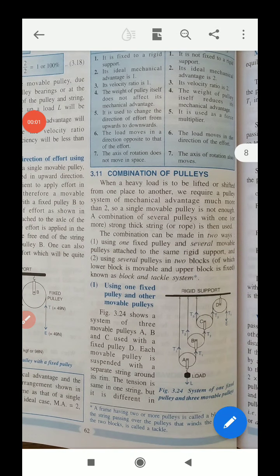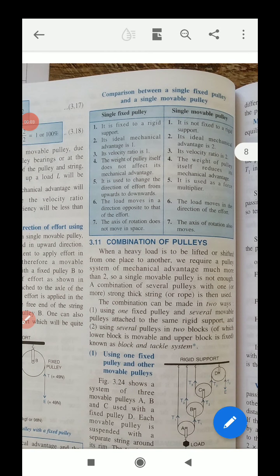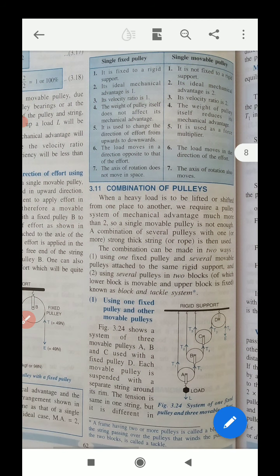Dear students, in the previous lecture I explained the single fixed pulley and single movable pulley. You must watch that lecture, and increase the quality of the video to 480 or 720 pixels. Then you can easily watch it. Otherwise it's blurry and not clearly visible, so increase the pixels to understand properly.